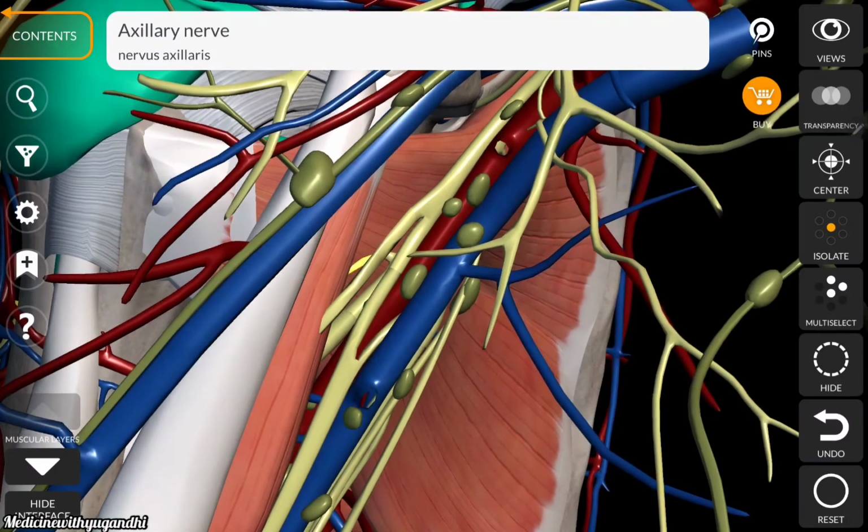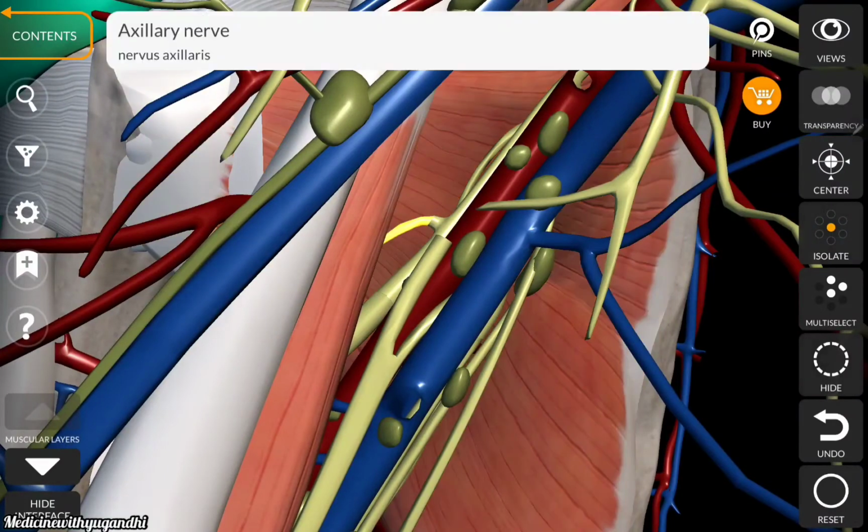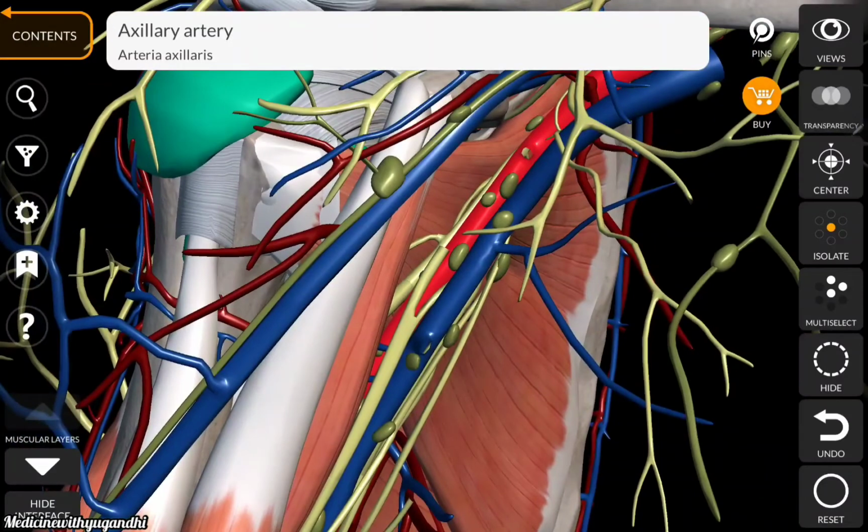In order to have a clear view on its relations, I am going to remove some structures. So coming to the relations of the axillary nerve. Here you could see the axillary nerve. In the lower part of the axilla, it runs behind the third part of the axillary artery. Actually the axillary artery is divided into three parts by the pectoralis minor muscle. So behind the third part of the axillary artery runs this axillary nerve.